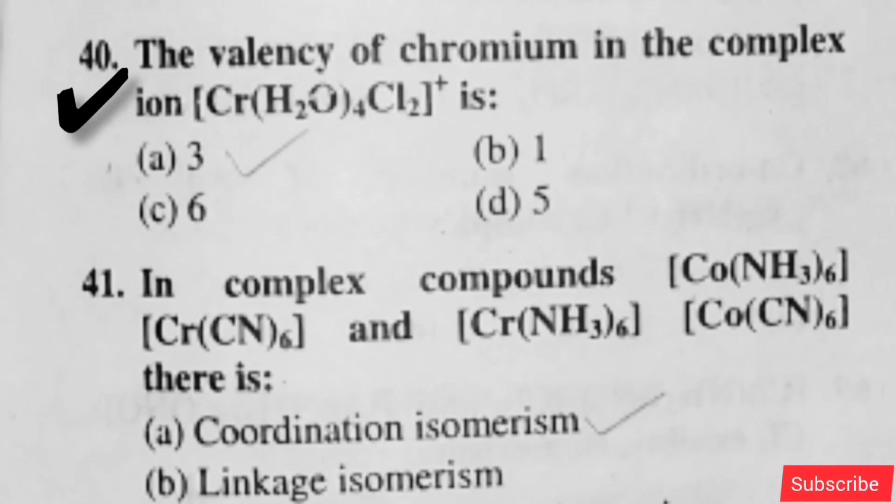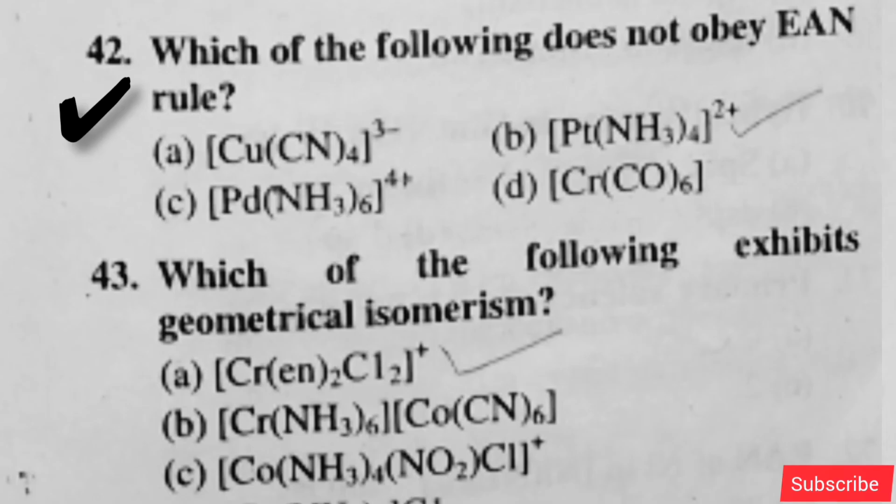Question 40: the valency of chromium in the complex ion. This is option A is right. Question 41: in complex compounds this and this there is coordination isomerism. Option A is right. Question 42: which of the following does not obey EAN rule.